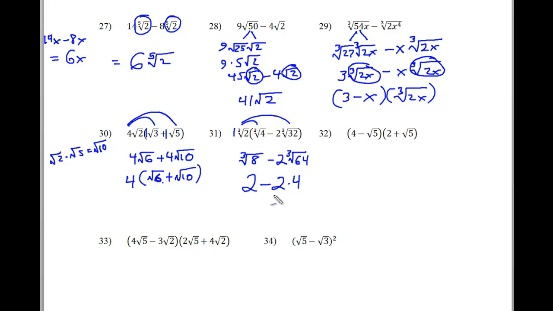Now be careful to remember your order of operations. I don't want to see a lot of people putting 0 on this test, because 2 times 4 is 8, and 2 minus 8 is negative 6. So please, please, please make sure that's there.